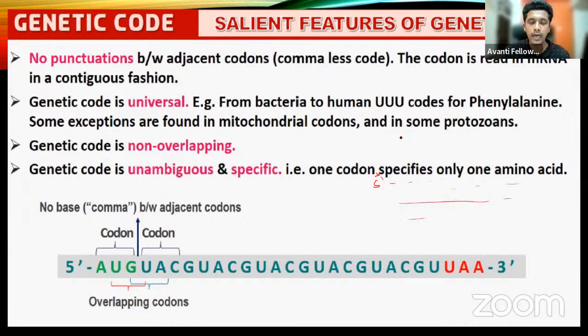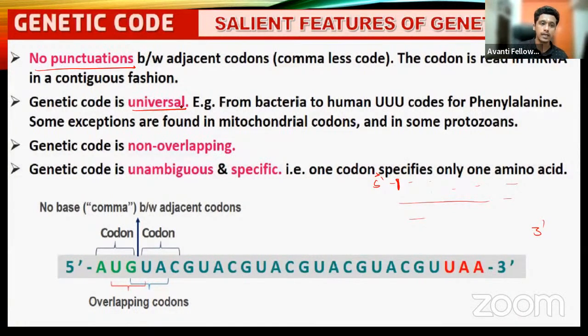So all these nucleotides, once they start from the 5' end, end at the 3' end. There is no full stop, there is no comma, there is no exclamation or question mark. That means there are no punctuations at all. It is read in a very continuous fashion. And as I said, the genetic code is universal, from bacteria to protista or any organism you take on this planet. If UUU codes for phenylalanine in bacteria, the same UUU codes for phenylalanine even in humans. That is the universal nature of our genetic code.